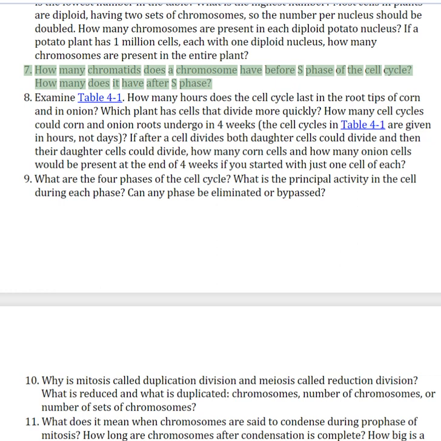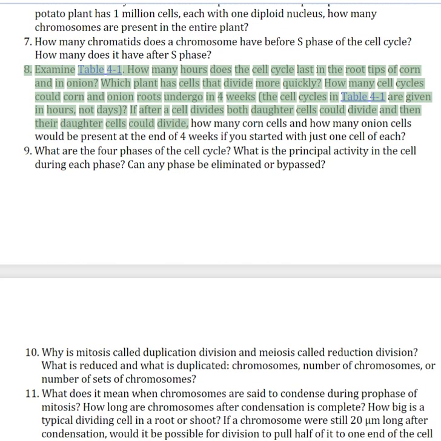7. How many chromatids does a chromosome have before S phase of the cell cycle? How many does it have after S phase? 8. Examine Table 4.1. How many hours does the cell cycle last in the root tips of corn and in onion? Which plant has cells that divide more quickly? How many cell cycles could corn and onion roots undergo in 4 weeks?